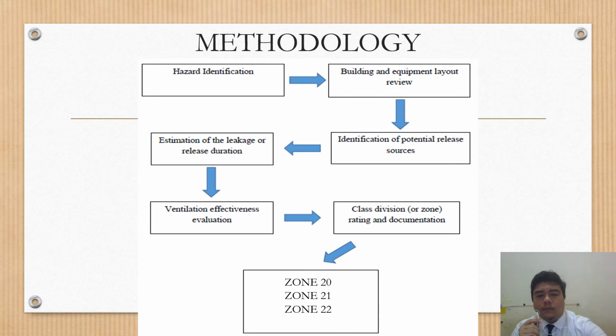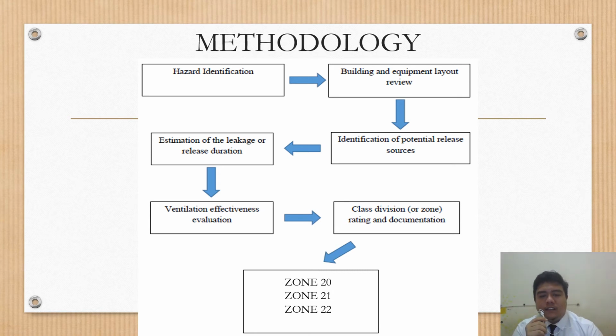Next is the estimation of the leakage or release duration. We need to know the sources of the leakage that could cause a dust explosion to occur, and we need to know how long the release takes before the dust explosion occurs.